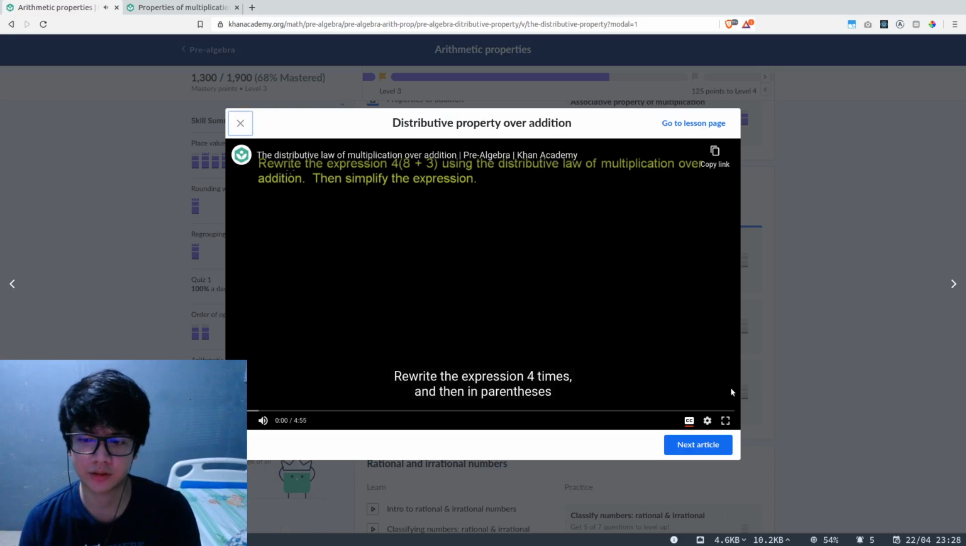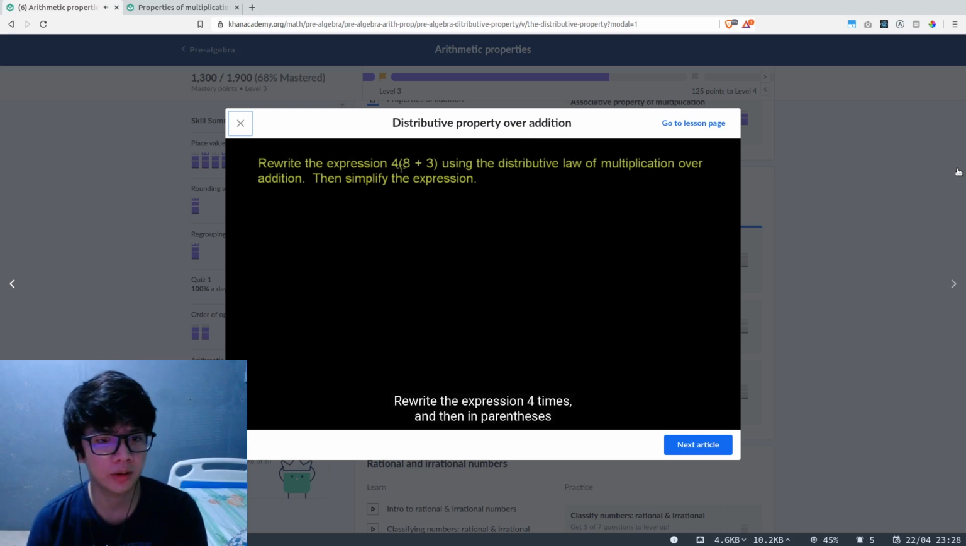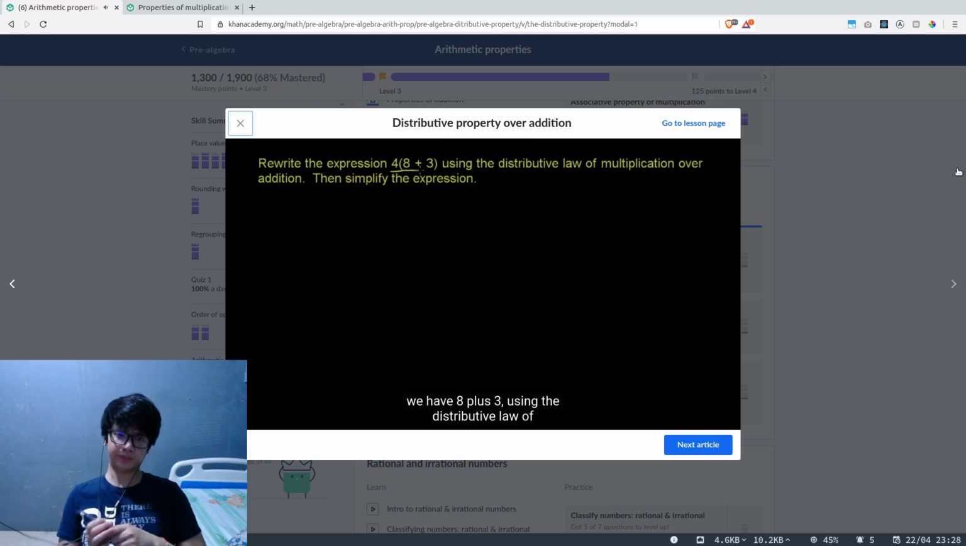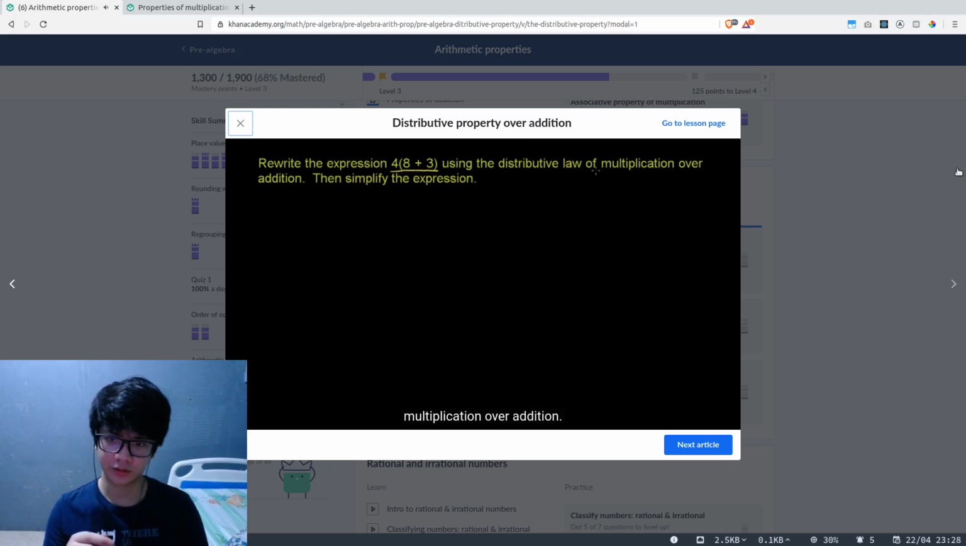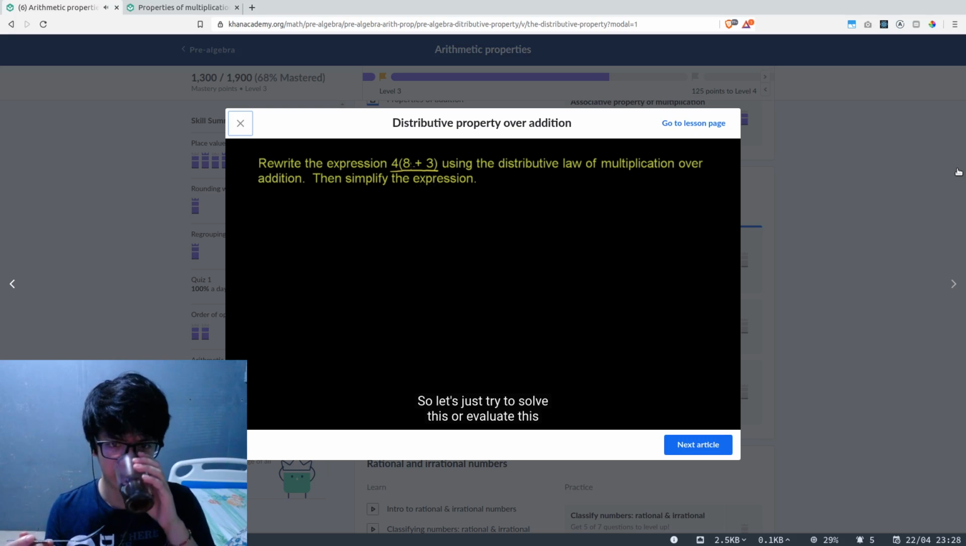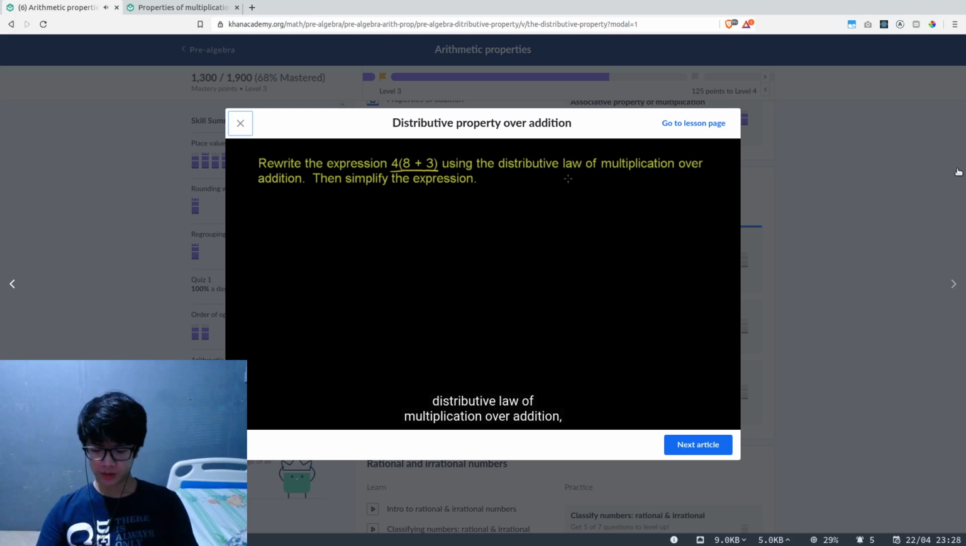Use the distributive law to rewrite the expression 4 times, and then in parentheses we have 8 plus 3, using the distributive law of multiplication over addition. Then simplify the expression. So let's just try to evaluate this expression, and then we'll talk a little bit about the distributive law of multiplication over addition, usually just called the distributive law.